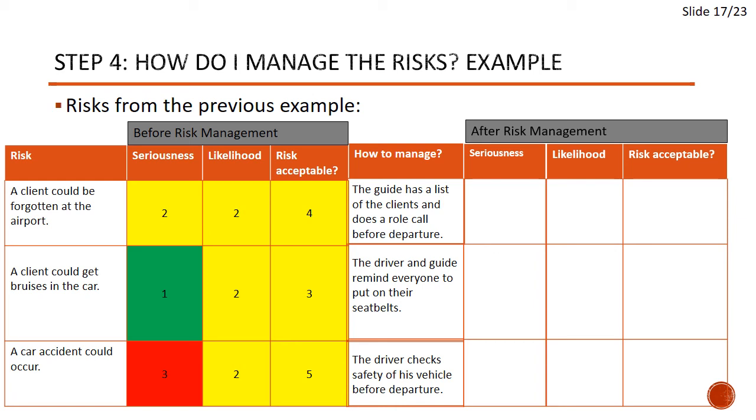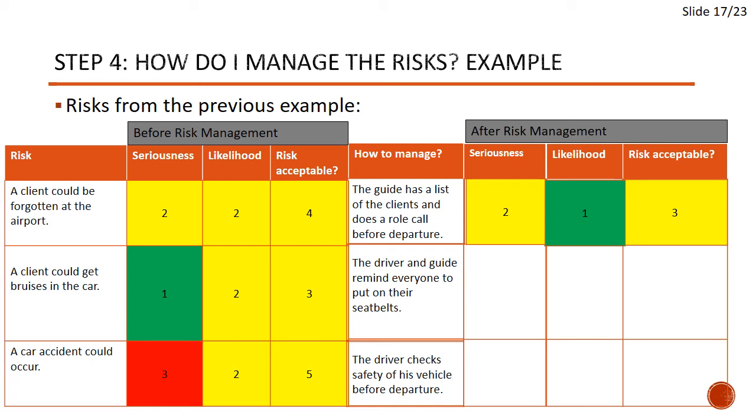So, how does this affect seriousness and/or likelihood? Well, it doesn't reduce the seriousness. The client would still be quite unhappy about being left behind, so the value stays 2. The risk management does, however, reduce the likelihood of the risk, because the guide will make sure that all the clients on her list are there, so the new likelihood is 1. 2 plus 1 is 3. It's still a maybe acceptable yellow risk, but we managed to reduce the risk from 4 to 3.